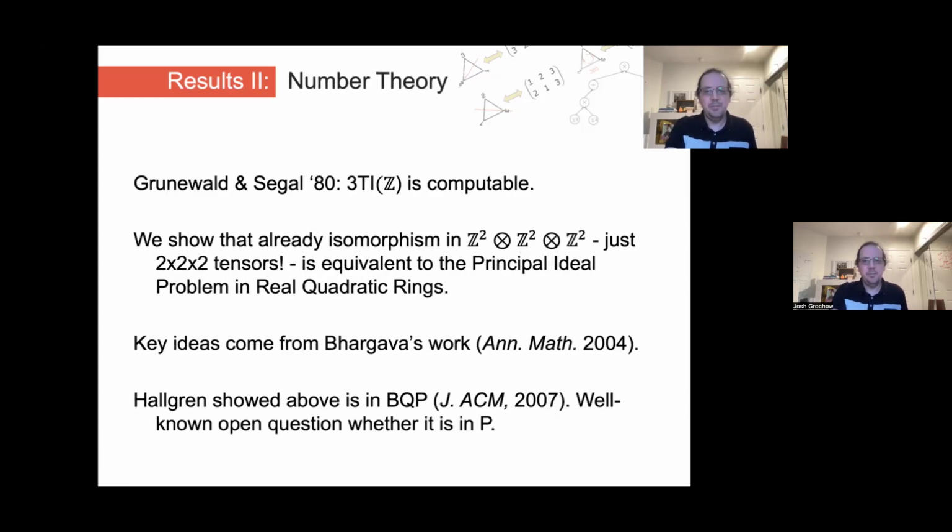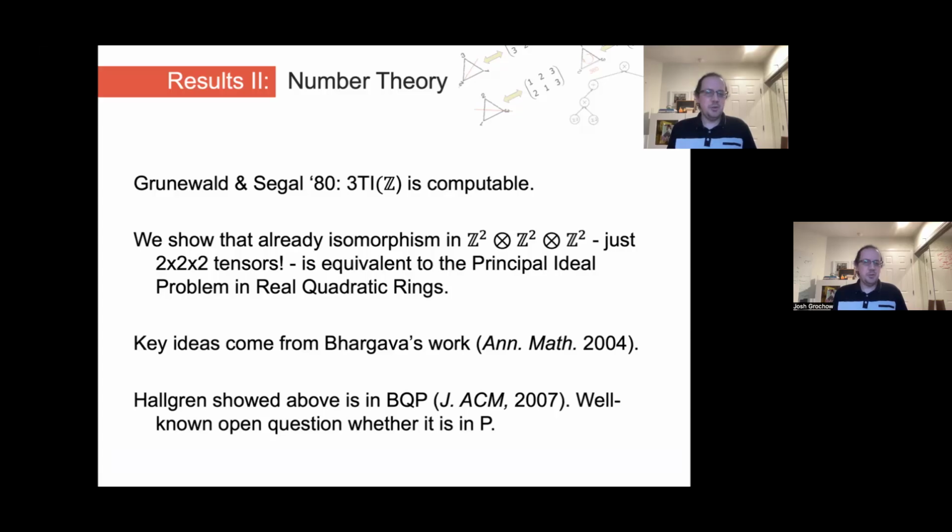Okay. Now, our next set of results are more in the realm of number theory. So Grunwald and Segal, whom I just mentioned, showed that all of those 3TI problems over the integers are in fact computable by finite means, by a Turing machine that always halts. They didn't analyze the complexity, which I'll come back to. So we were wondering, what happens even in small cases, say with 2 by 2 by 2 tensors over the integers?